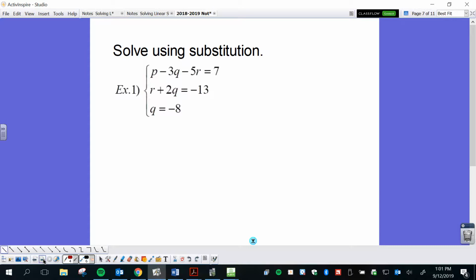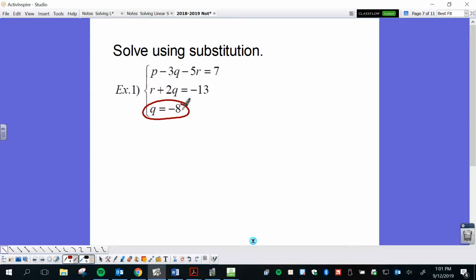You guys see it? We're just going to substitute. We're going to get one value. We're going to plug it in to get another. We're going to plug that in to get another one. Okay? Don't be afraid. This isn't that bad. Okay? All right. Well, we know one answer, right? We know that Q equals -8.